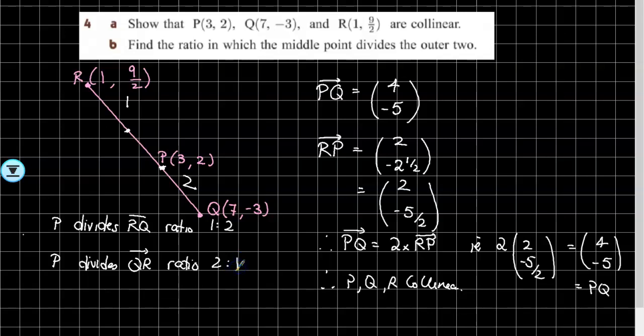Now the book isn't going to write every single combination. So if you write one, when you check answers, you have to read and think, oh yeah, am I right? That's the same thing. Obviously, if you said P divides QR in the ratio 1:2, then you're wrong.